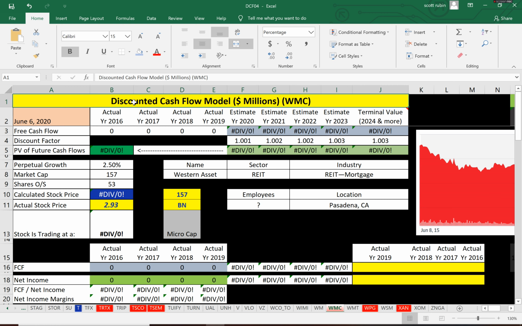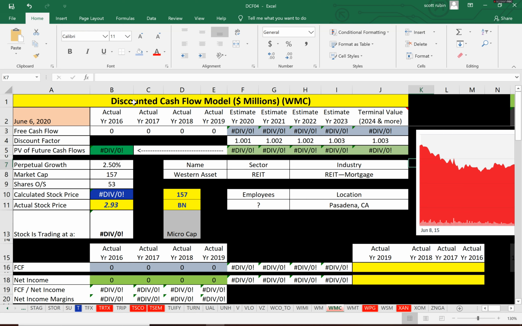So the way we're going to calculate the intrinsic stock price is we're going to estimate the future free cash flows of the company, then discount those numbers back to today's value. Then that gives you the value of the entire company, and we'll divide that number by 53 million, and that'll give us the intrinsic stock price. Then we'll compare it to the actual stock price to see if it's a buy or a sell.